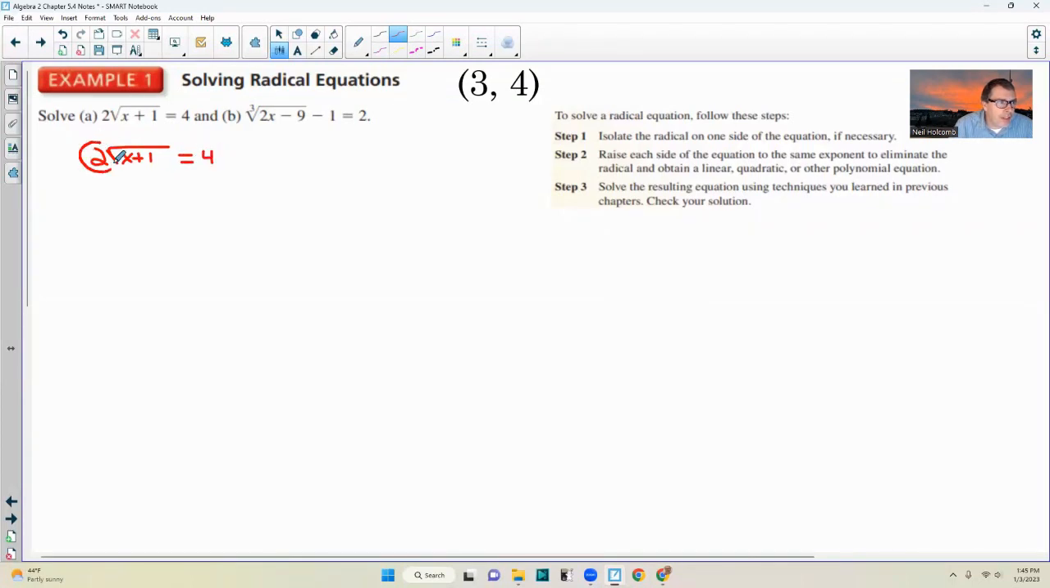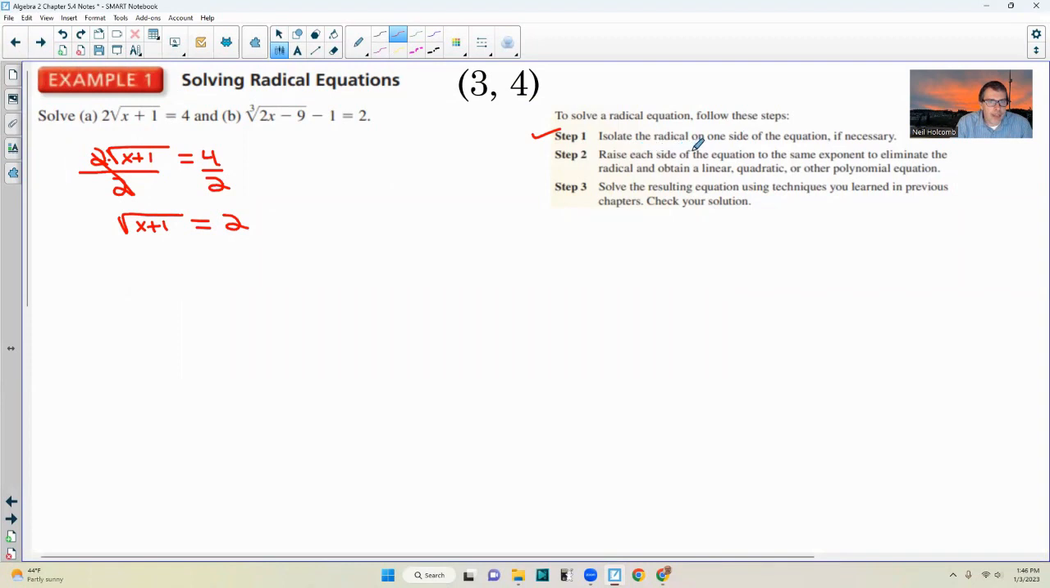Well, this 2 is not inside the radical, so I need to get rid of that. Okay, so I'm going to divide. That means 2 times the square root of x plus 1. So the inverse is division. I divide both sides by 2. 2 divided by 2 is 1. I get the square root of x plus 1 equals 4 divided by 2, which is 2. Okay, so there's step 1. I isolated the radical on one side of the equation.